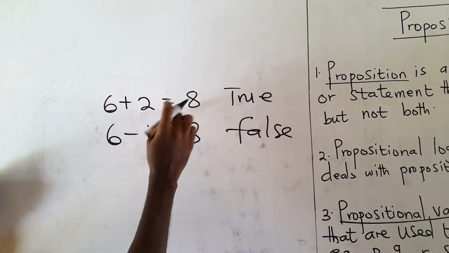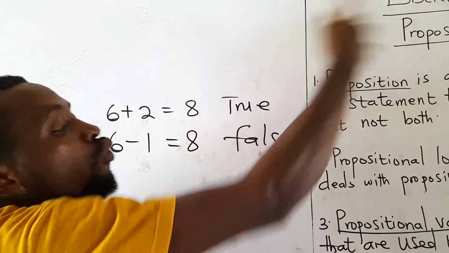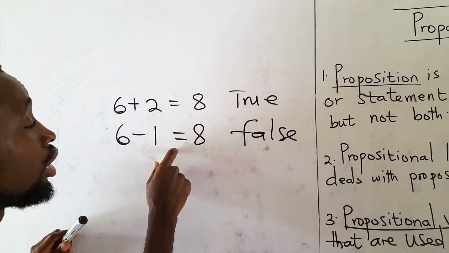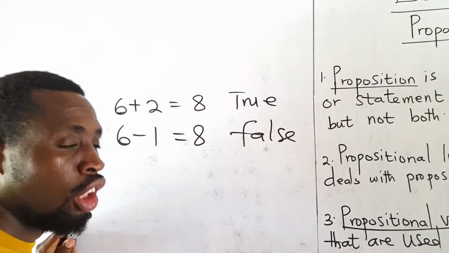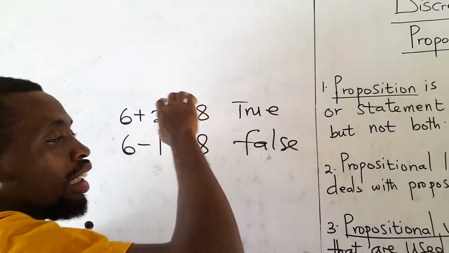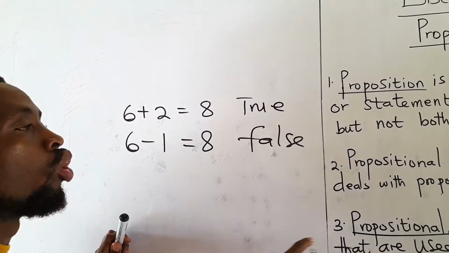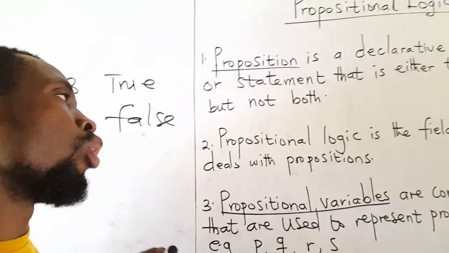So 6 plus 2 equal to 8 is true. It cannot be true and false at the same time. And 6 minus 1 is equal to 8 is false. It cannot be false and true at the same time. So any statement that is either true or false, but not both, is called a proposition. I hope you understand the term proposition.